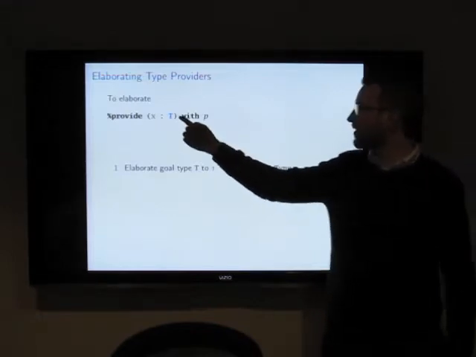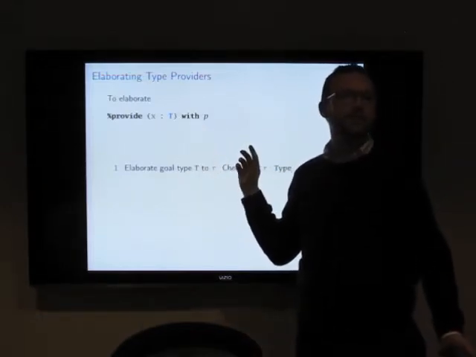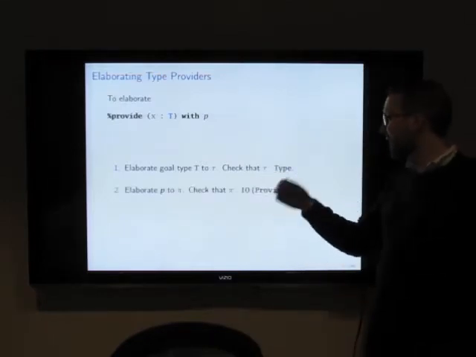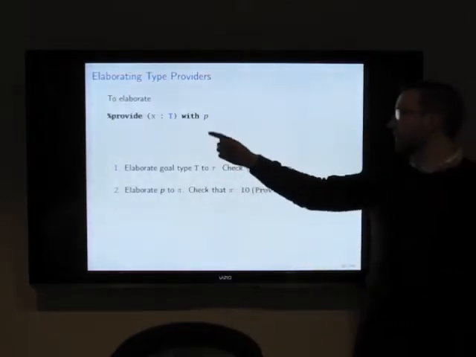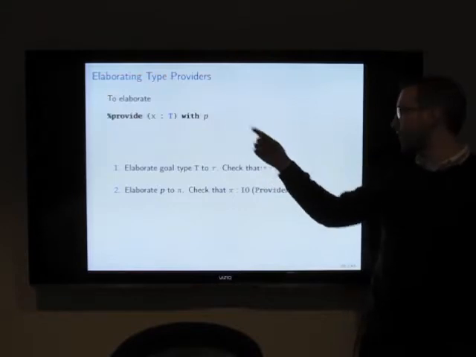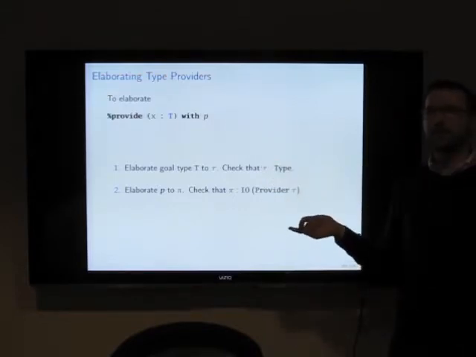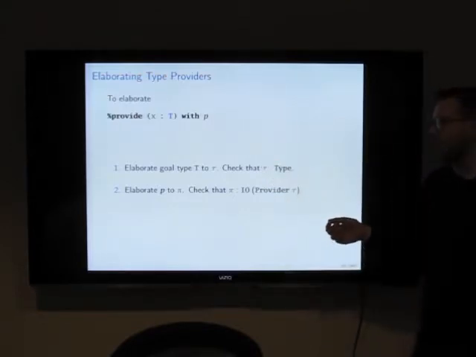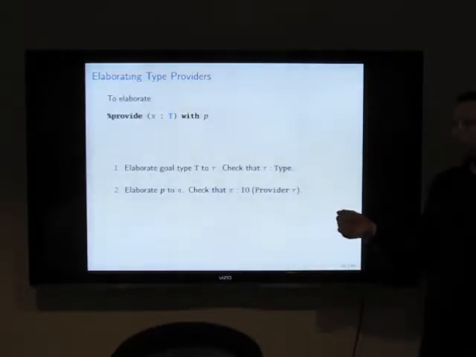If we put 7 here, it wouldn't make any sense. So that's why we have this check. The next step is to elaborate this provider term after with to some TT term pi. And then we check that pi has type IO of provider of tau, because if it doesn't, then it wouldn't make any sense to use it as a type provider.